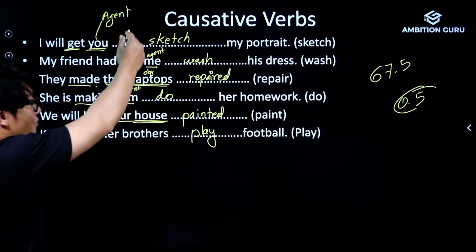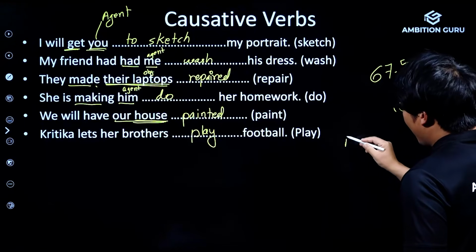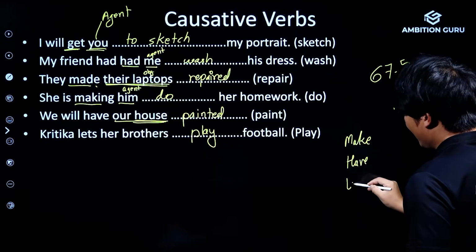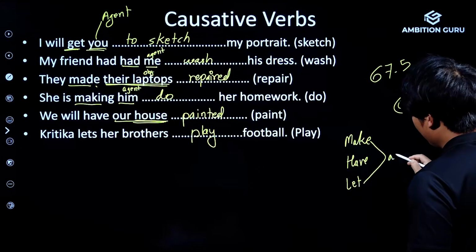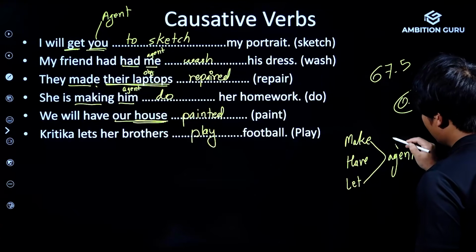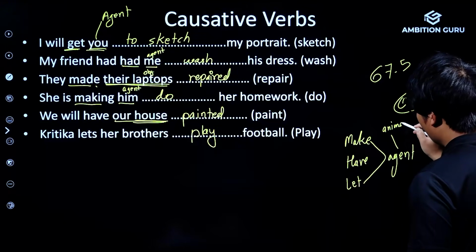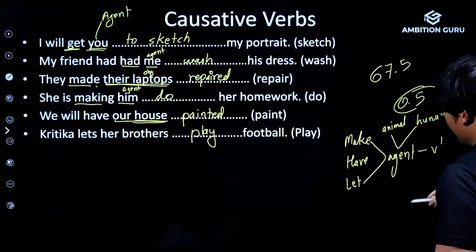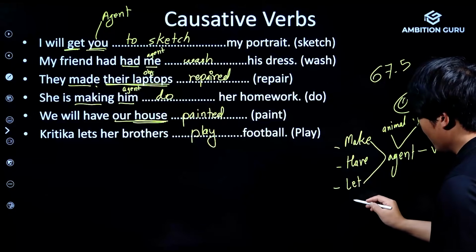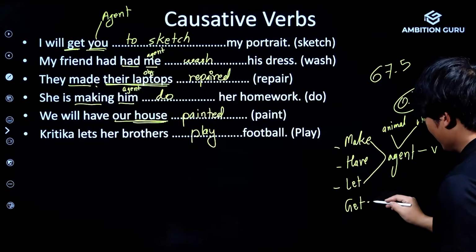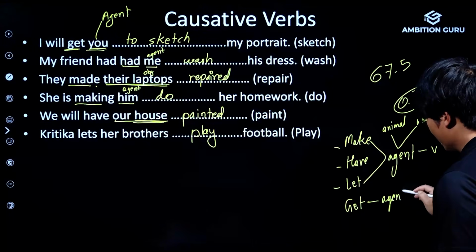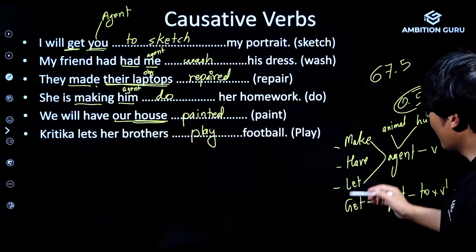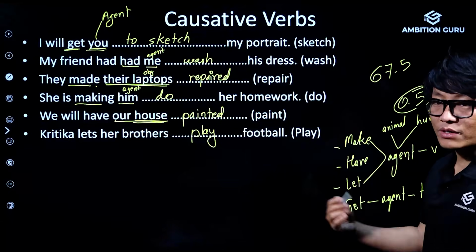Okay, so you need to understand from here. Make, have, let: after these, if there is an object meaning animals and humans, then we use direct verb 1. Remember this, this is the rule. But get: after get, if there is an object, then we use to plus verb 1. Clear? But after these verbs, if there is a non-living object, then we use verb 3, obviously.